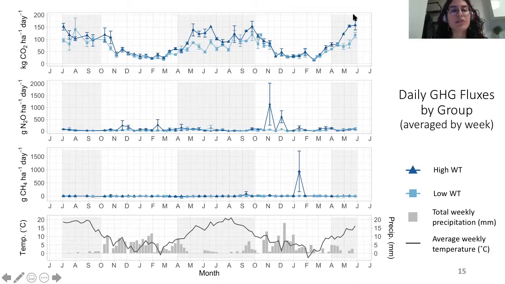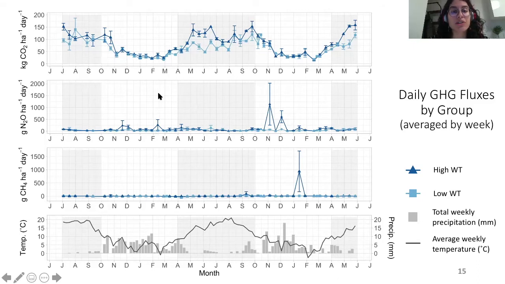So when we focus here on carbon dioxide, we can see that it sort of follows the same pattern as the average weekly temperature line. In the growing season, the emissions are higher, and then they're lowest in the winter months. And you can see that the high water table group, which is in dark blue, either matches emissions from the low water table group or it's higher than that group.